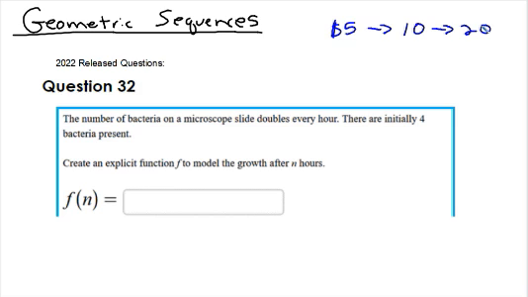There are initially 4 bacteria present. Create an explicit function f to model the growth after n hours. This sounds so hard, but it's so easy. We're starting with 4. We started with 4 bacteria. But you just told me that when we double something, we multiply it by 2. And then we multiply it by 2 again. And then we multiply it by 2 again, which sounds like it's an exponent. It's 2 to the n. And that's it. That's the correct answer.